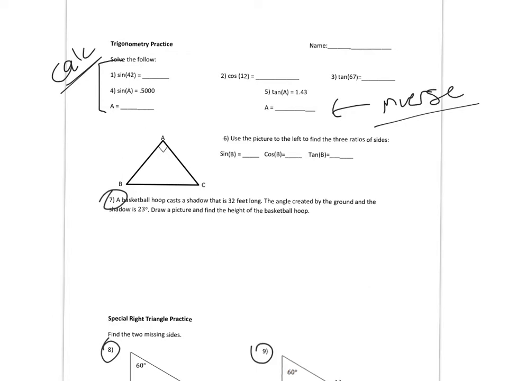Okay. Next, for number 6, use the picture to the left to find the 3 ratios. And remember, whatever angle is in the parentheses, that's your reference angle. That's where we're going to label all of our opposite, adjacent, hypotenuse. So you got to put your theta by B, and then from there label opposite, adjacent, and then the hypotenuse. And then you can do your SOHCAHTOA. Okay? So all it's asking for is a ratio of sides.